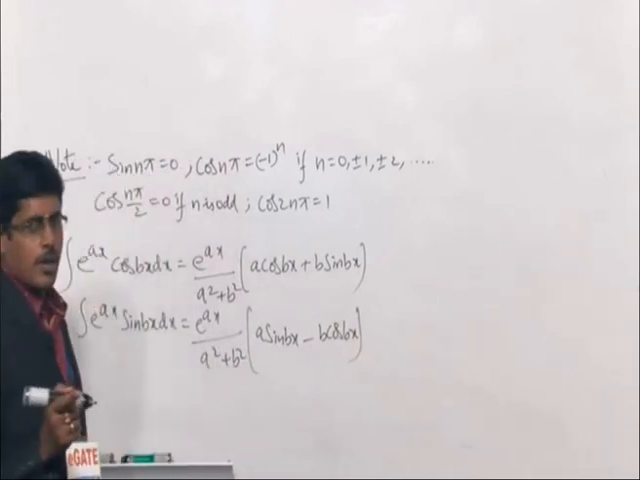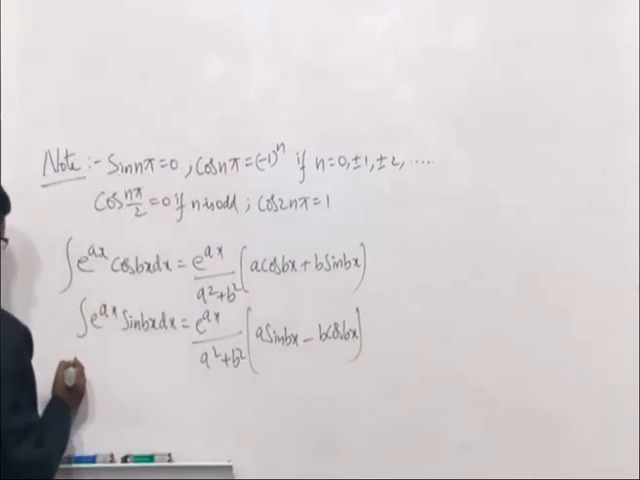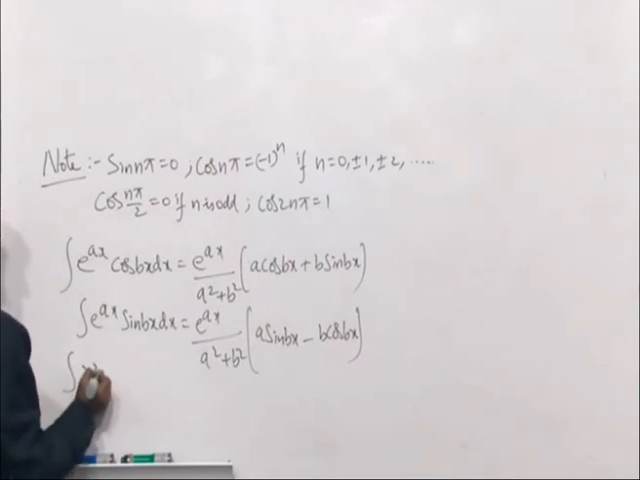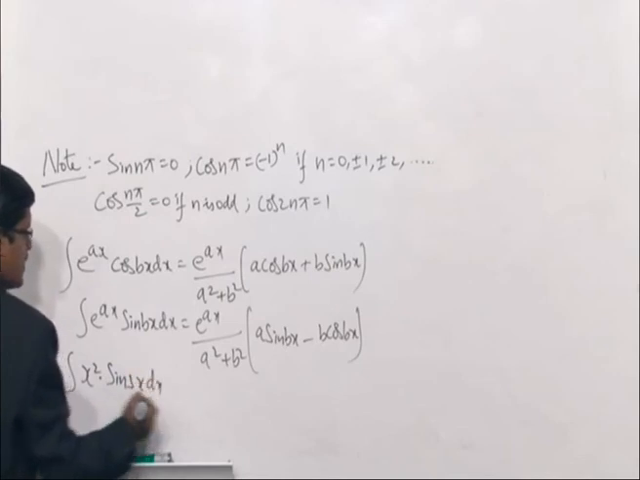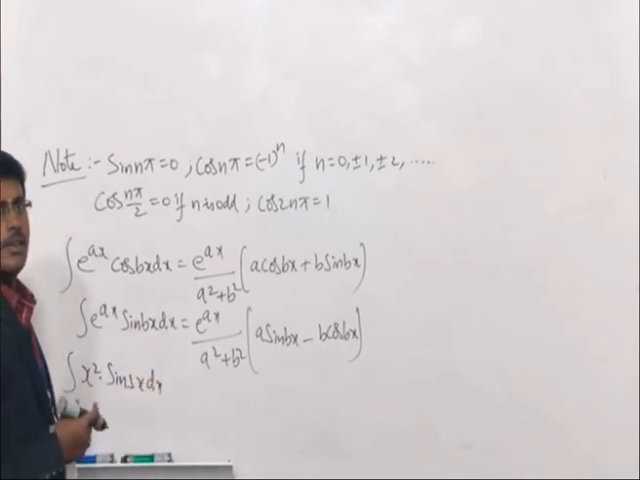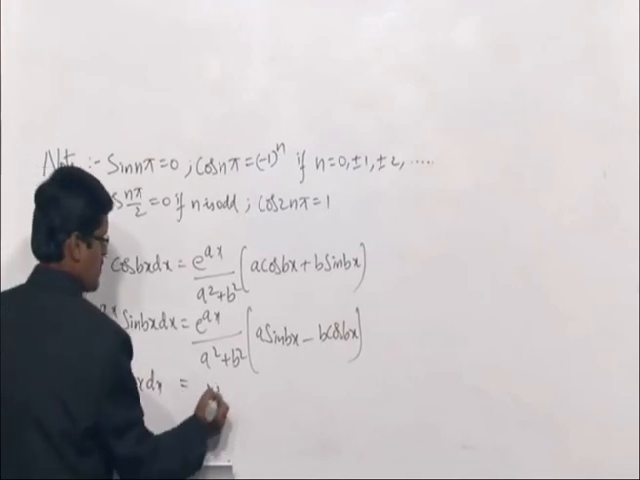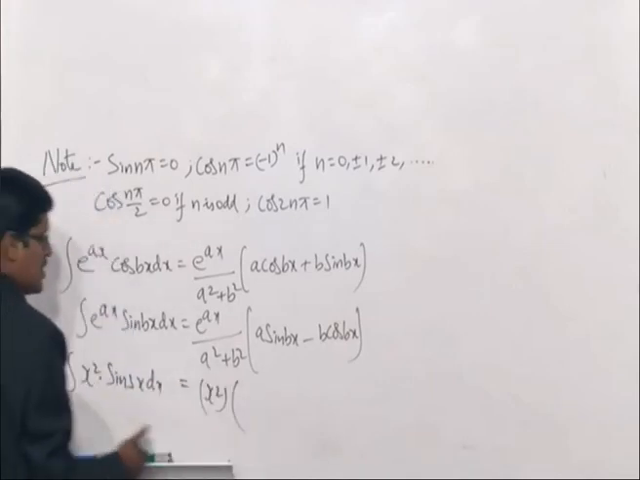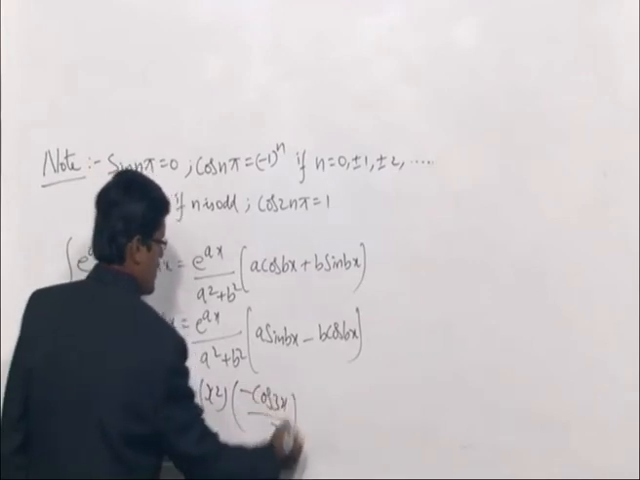And odd into odd, even into odd, which I have discussed in calculus. One more example: suppose x square into sin 3x. Again, these things I have discussed already in calculus. Here, which is the first function? x square. First function into second function integration. Sin integration is minus cos 3x by 3.